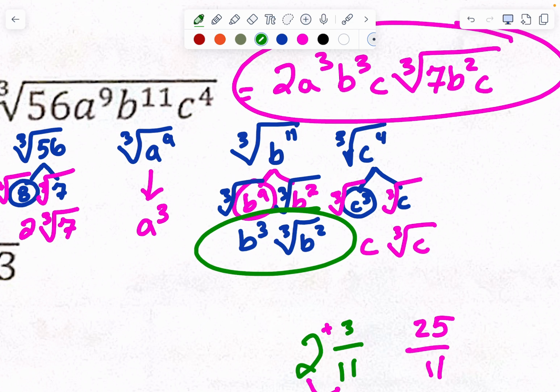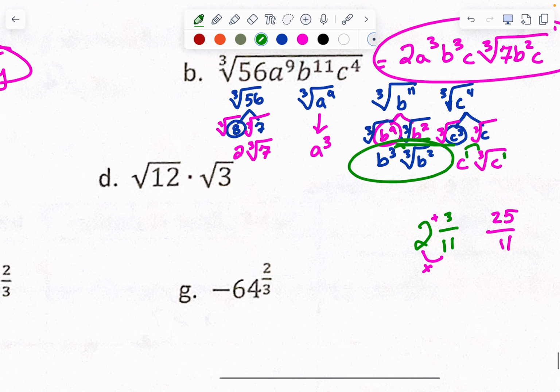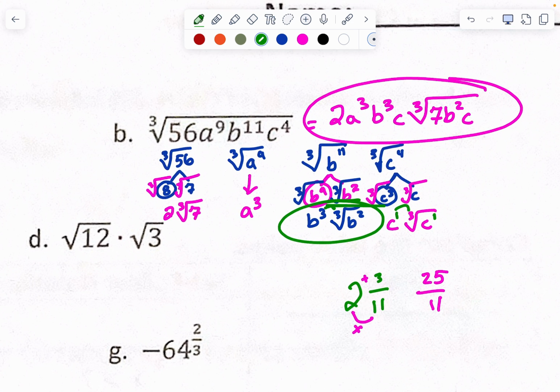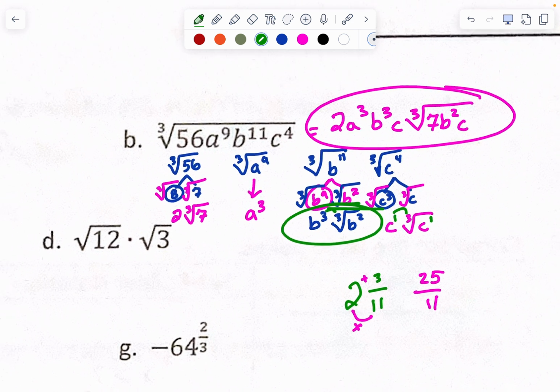So I'm going to take these and multiply them together. 3 times 3 is 9, plus 2 is 11. Did I start with 11? You betcha. It's kind of the same process. Here is c, this is c to the first power. 1 times 3 is 3, plus 1 more is 4. So you can check your answer midway through to make sure you did that right. Okay, that's what you should have gotten for part B. Kind of a messy thing.